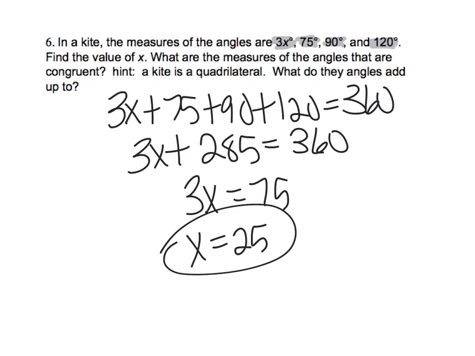So if x equals 25, the 2 angles that are congruent to each other are going to be 75 and 75, because if you go back up here and put 25 in for x, you get another angle that's 75.